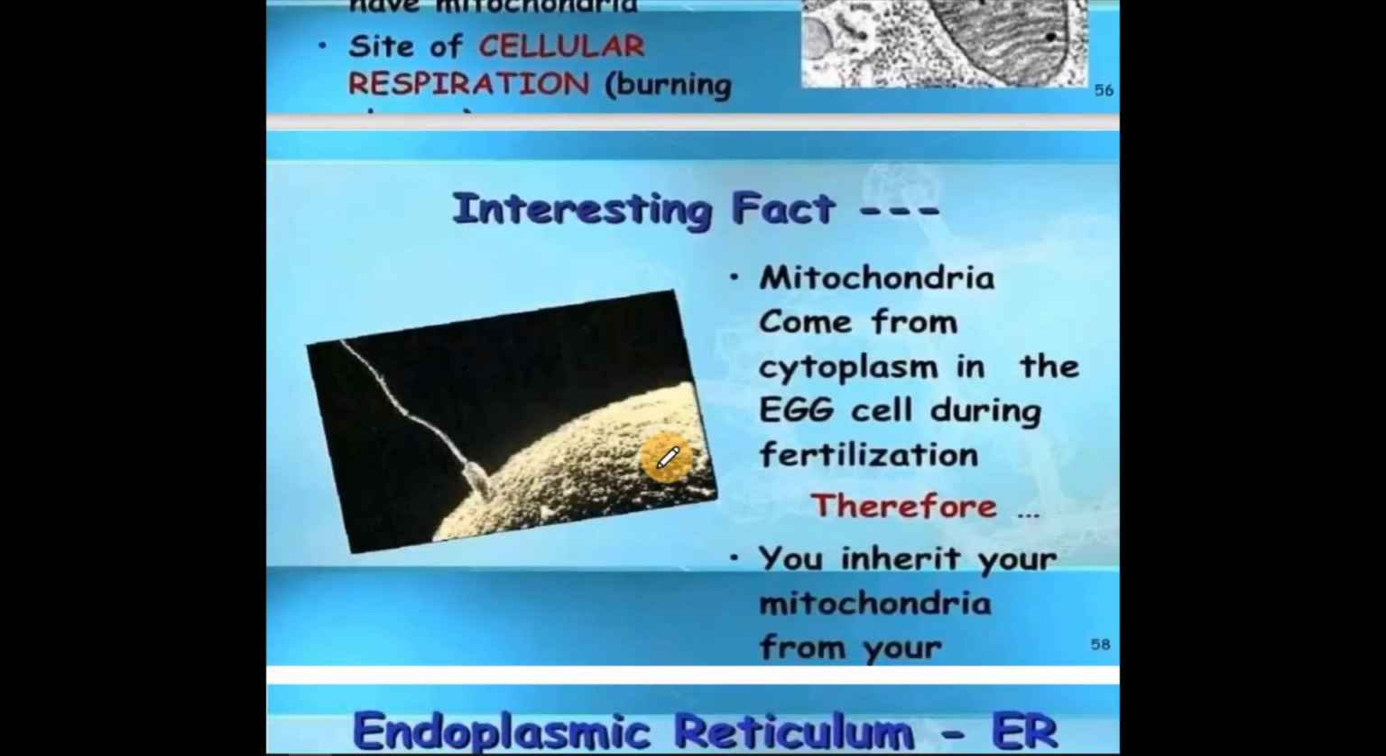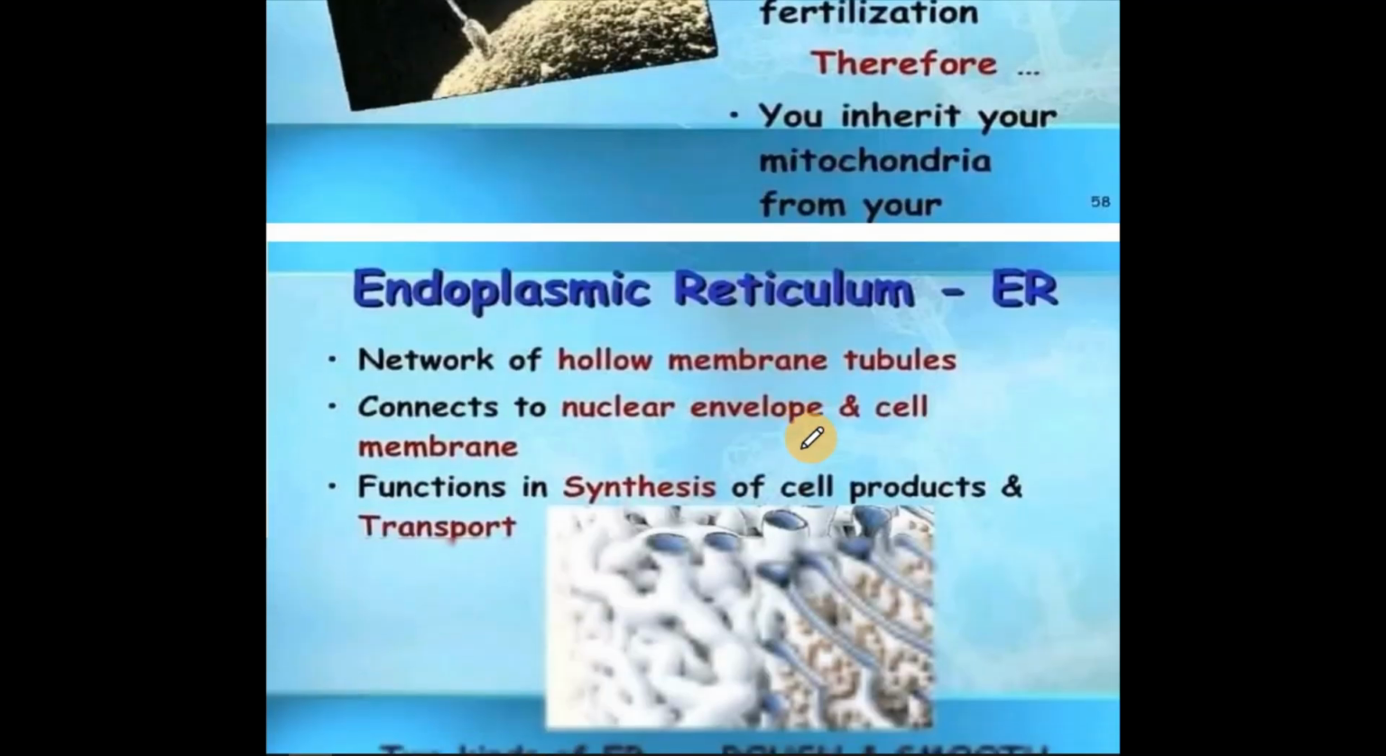There is an interesting fact I have to discuss here. Mitochondria come from the cytoplasm of the egg during cell division. So as seen here, mitochondria just come from the cytoplasm of the egg, which means that you human beings inherit your mitochondria from your mother, because the mother produces the egg during fertilization. So if the mitochondria come from the egg during fertilization, it means that every human being inherits his or her mitochondria from the mother.